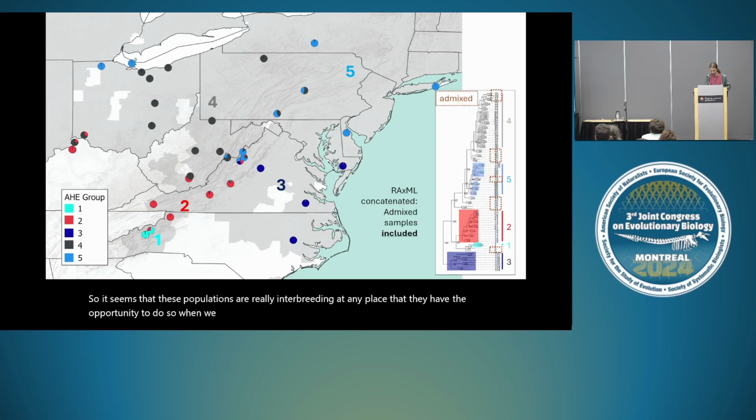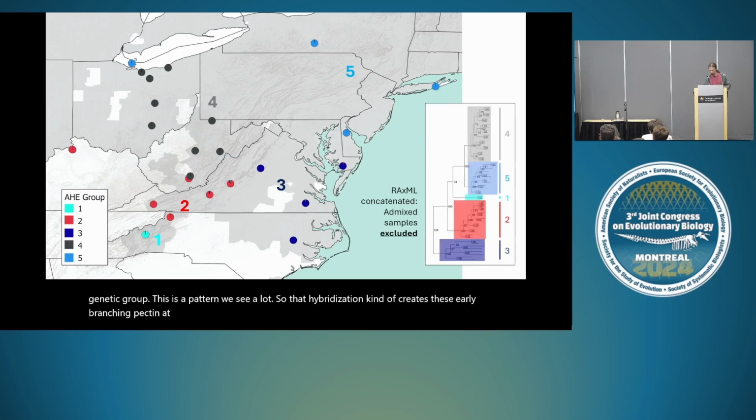When we look at this in a phylogenetic context, we see still evidence for these 5 groups, and all of these admixed samples tend to be early branching from the core genomic group. This is a pattern we see a lot, so that hybridization creates these early branching pectinate lineages. And when we remove those samples, we again see support for these 5 genetic groups that have this hierarchical level of divergences.